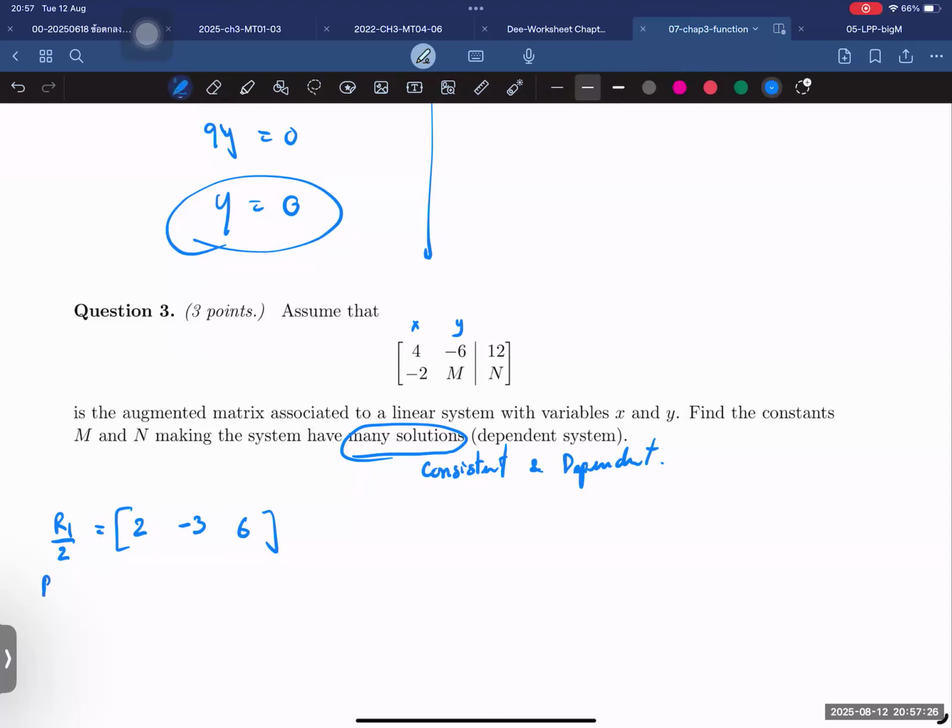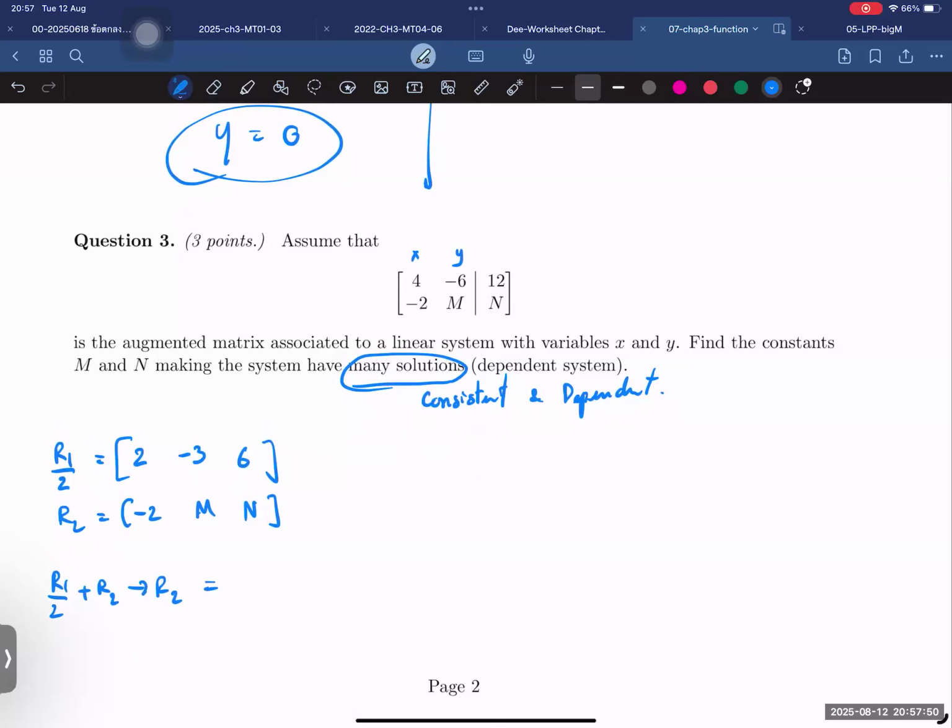How about we combine row 1 divided by 2 with row 2 and put it back to row 2. So that means we combine row 1 divided by 2 and row 2 like this. So that's negative 2, m, and n. So we combine, so we're gonna get the first one is 0, right? Second one is m minus 3. And the last one is n plus 6.